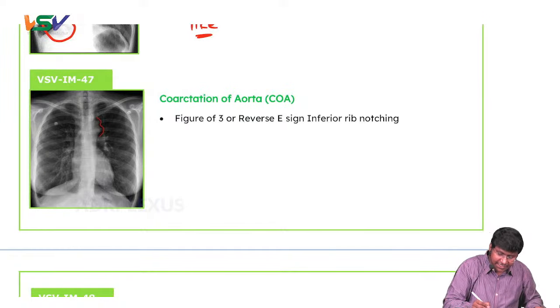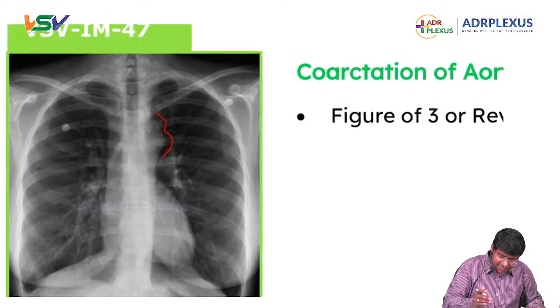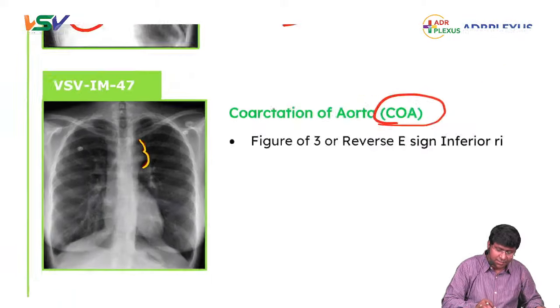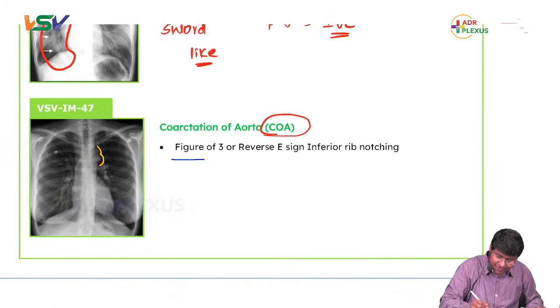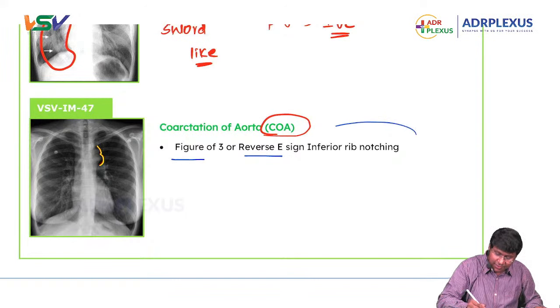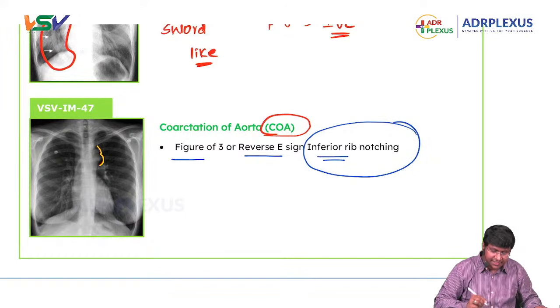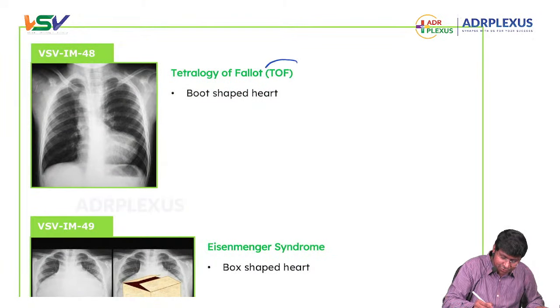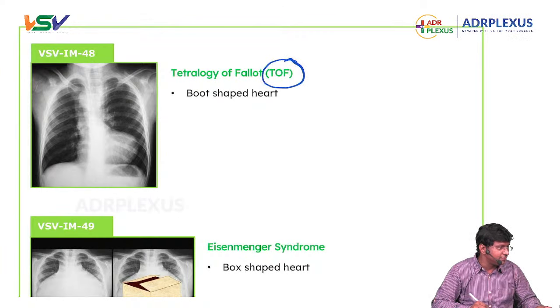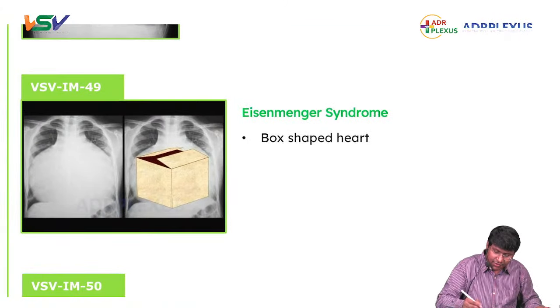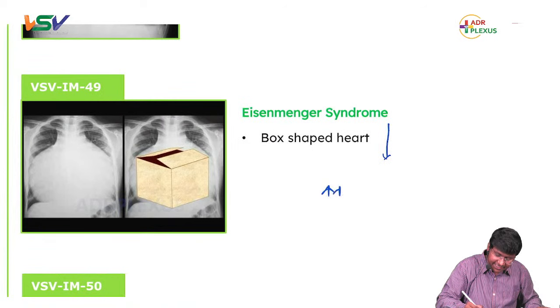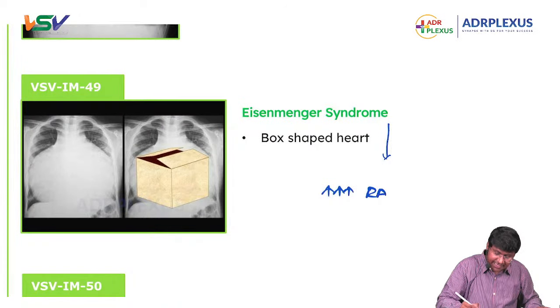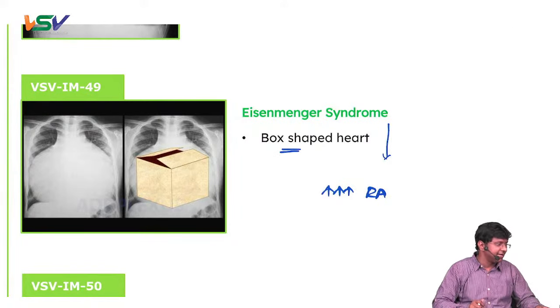And in case of coarctation of aorta, you have this classical figure of 3 appearance or reverse E sign, where you will notice notching of the inferior rib. And boot shaped heart, I have already shown you, is observed in tetralogy of Fallot. Then next is the box shaped heart, where there will be enlargement of the right atrium, or atrialization of the right ventricle. That is what is called Ebstein's anomaly, and here you will have a box shaped heart.